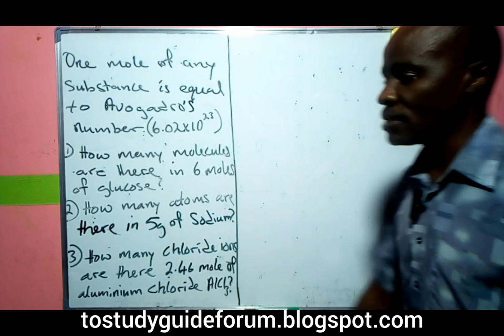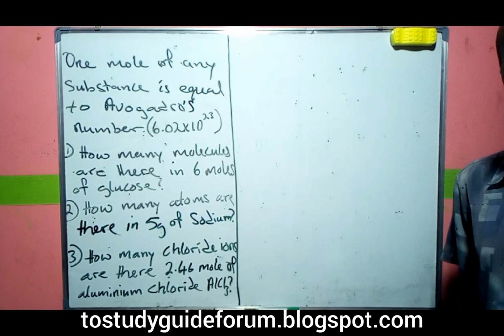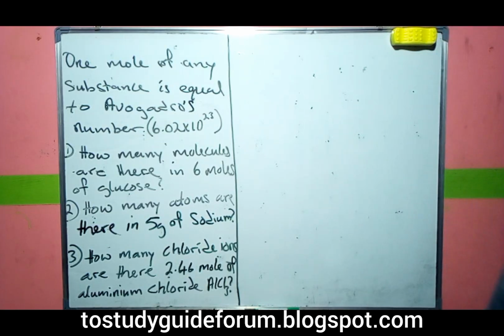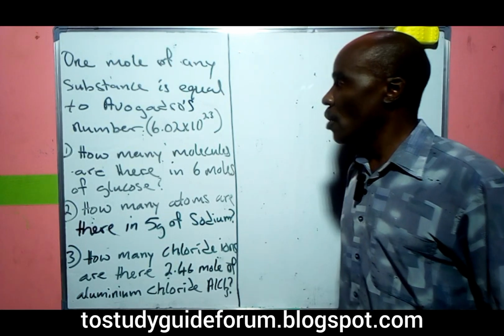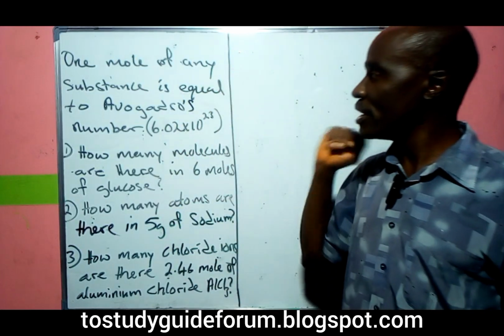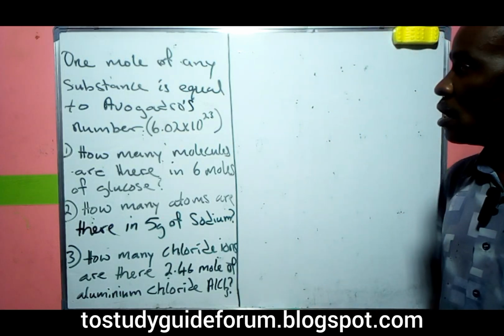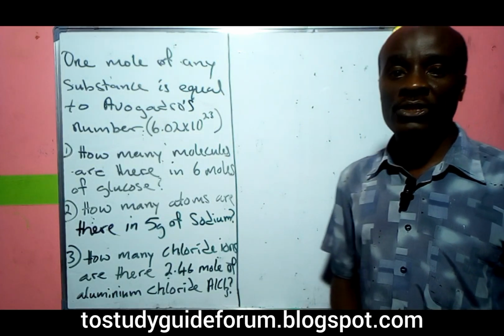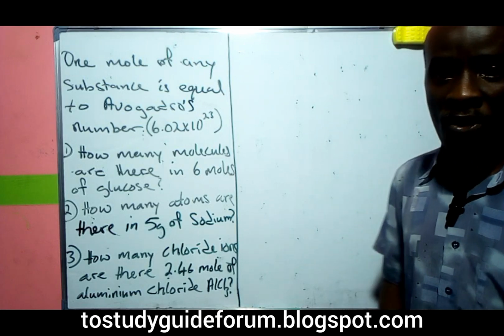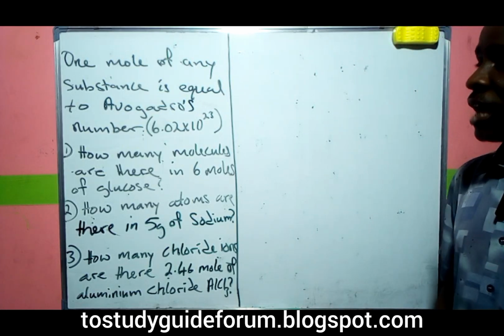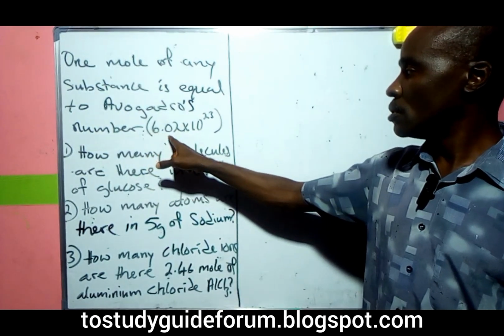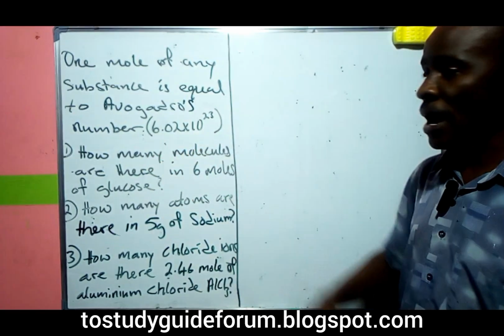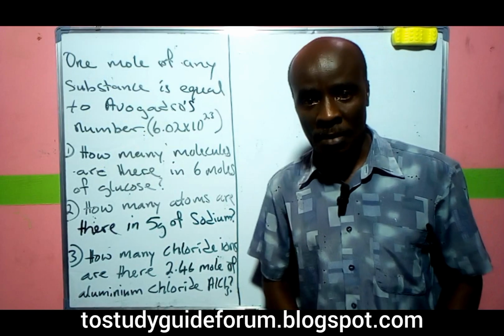Today we'll be looking at how to apply Avogadro's number in calculation. So we all know that a mole of any substance is equal to what? Equal to Avogadro's number of particles. This Avogadro's number of particles is equal to 6.02 times 10 raised to the power 23.